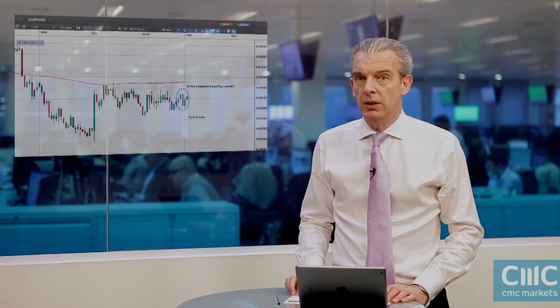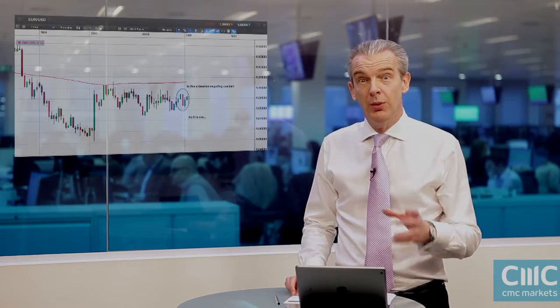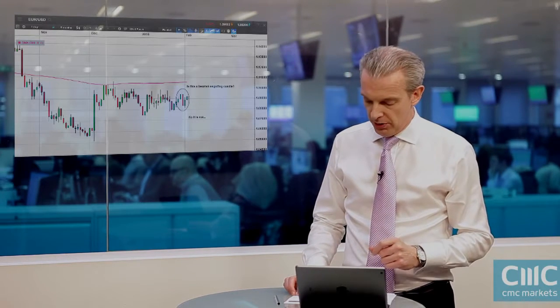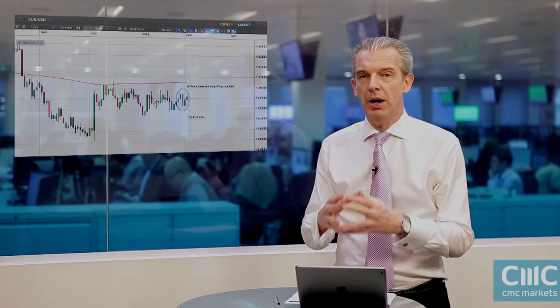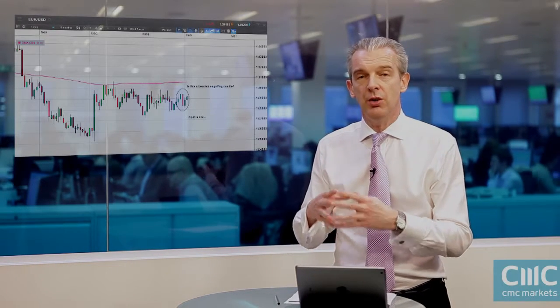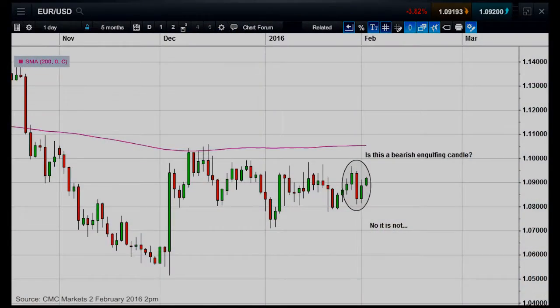So I'm going to make a start with this euro-dollar daily chart, and in particular an example of a bearish engulfing candle which actually isn't a bearish engulfing candle. Let's have a look at this 6-month daily chart. I've circled the candle in question, and I think it's important to understand that when we're talking about a bearish engulfing candle, it is a reversal pattern. So the price action prior to the candle has to be in a discernible trend, either up or down.